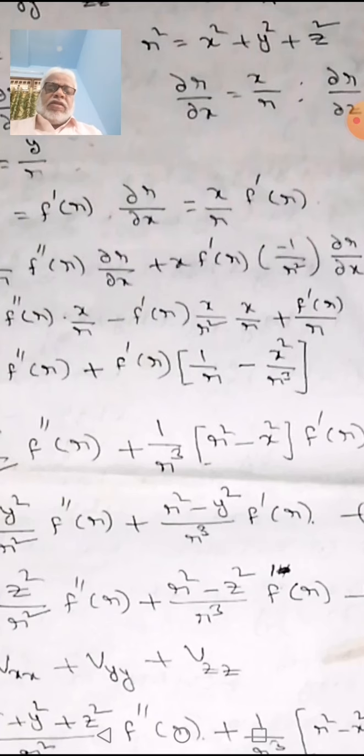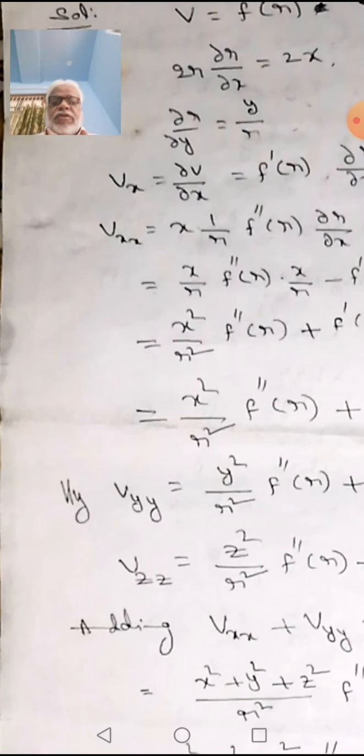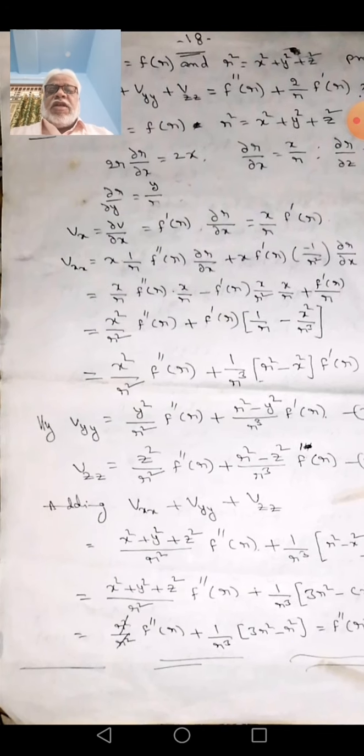That's why we write y instead of x. So vyy is y square by r square f double dash r plus r square minus y square by r cube f dash r. That is the second equation. Like that, the same in terms of z also.